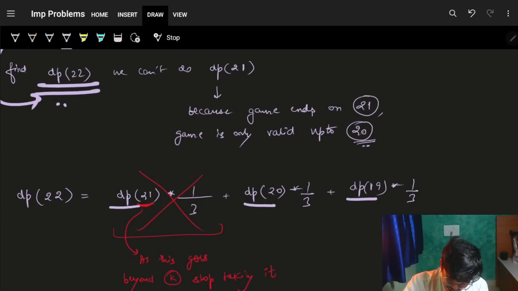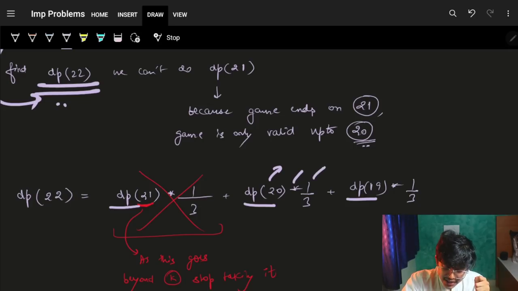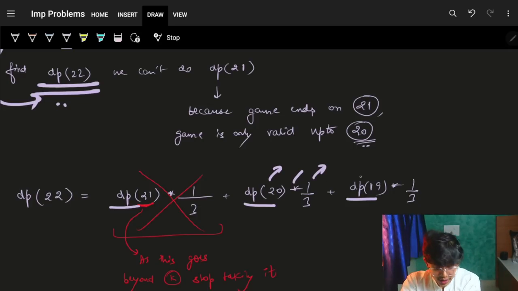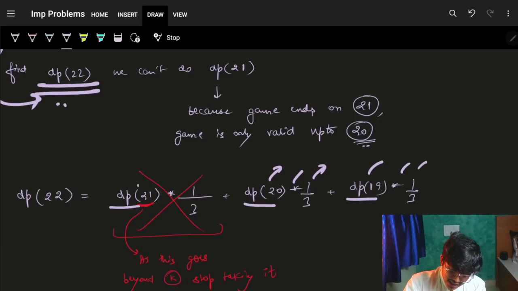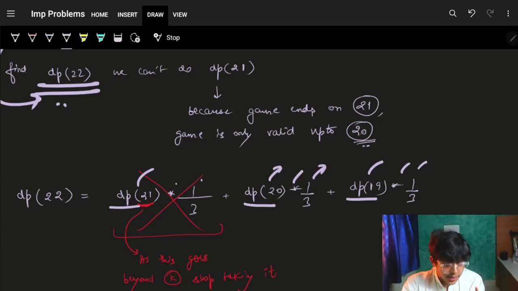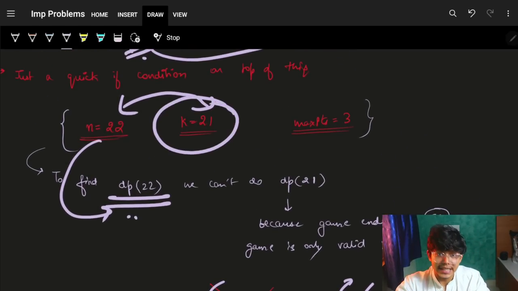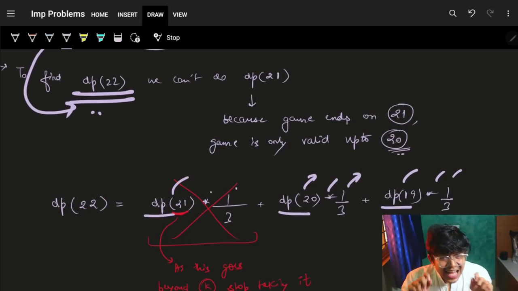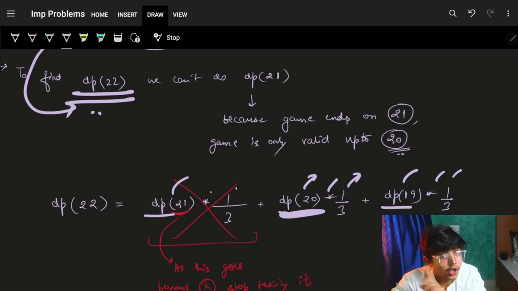It meant reaching the point 20 and then drawing a value 2. Reaching a point 19 and then drawing a value 3. It is reaching a point 21 and then drawing a value 1. But my game itself ends at 21, which means the last point I can jump from is the 20 itself and not 21.